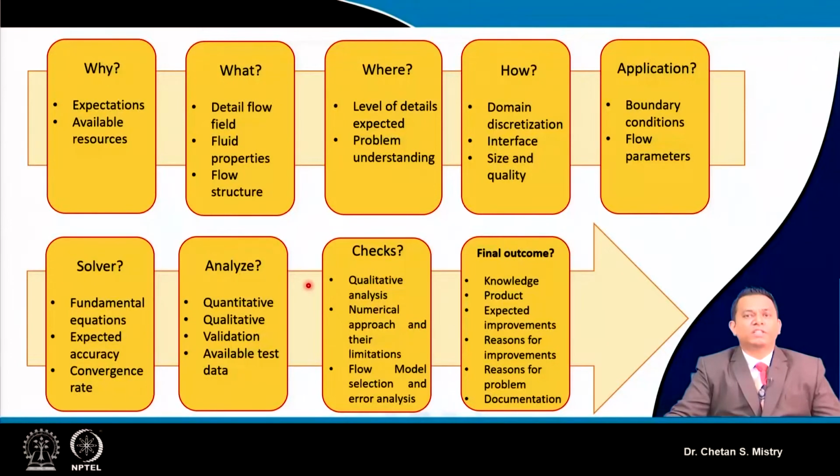Now once all these details are available, the very important part is the final outcome. What we will be learning is how my flow behaves in a flow domain, which gives my knowledge database. It will give us the final product, the expected improvements we are looking for. Suppose we already have a designed compressor or fan. Maybe we will modify certain geometries and certain parameters, which will give my expected performance improvement.